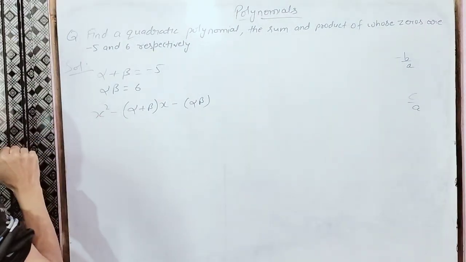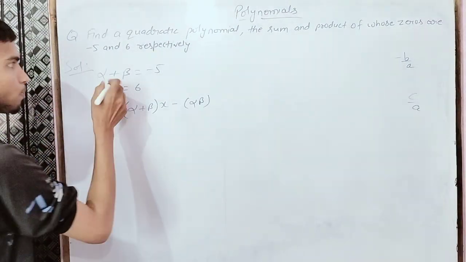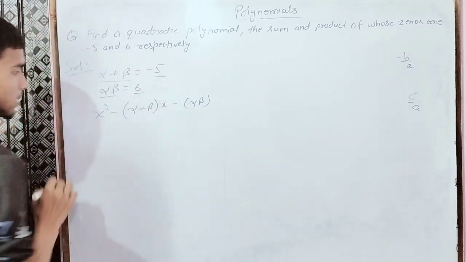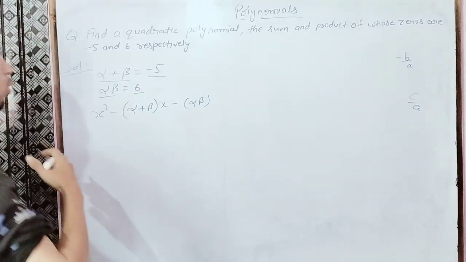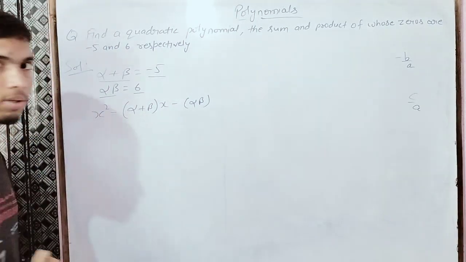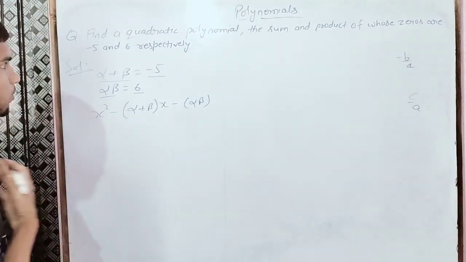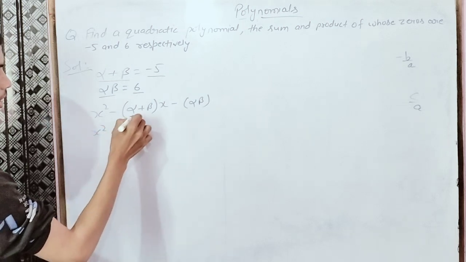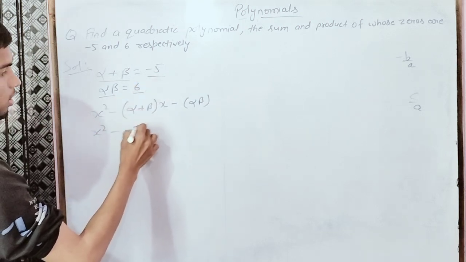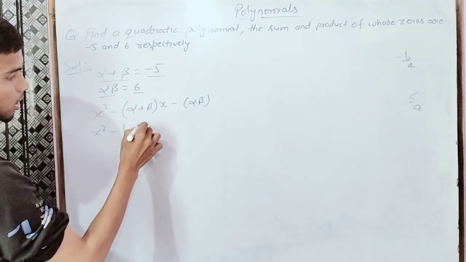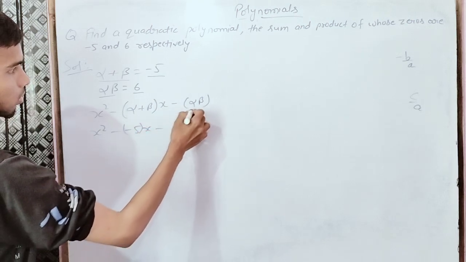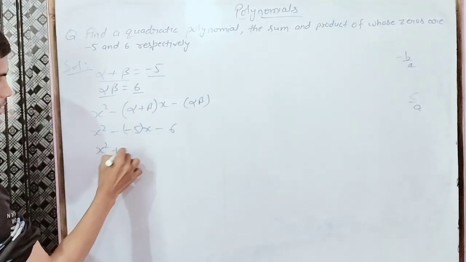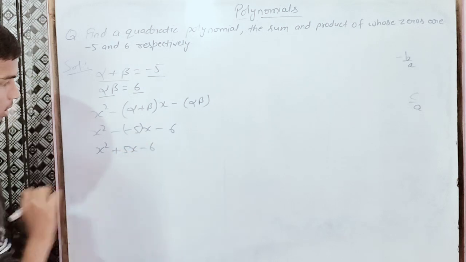Now from here we can find. The value of this is minus 5, the value of this is 6. And you just have to put in whatever you have been given. So x square, the value of this is minus 5 x, this will be in brackets. Now this is how much? 6. So x square plus 5x minus 6.